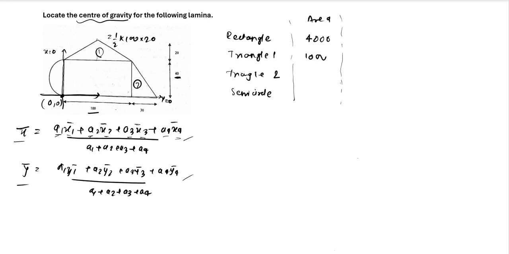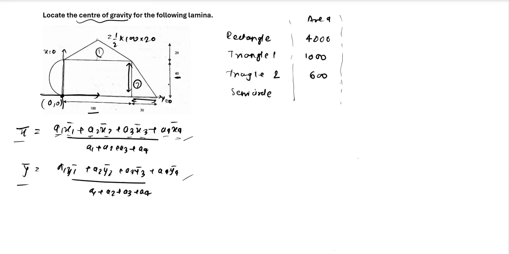So it will be 1000. For triangle number 2, again half into this base, which is 30 now, and this height, which is 40 now. So 40 into 30 divided by 2 will become 600. So we have 600 as the triangle 2 area.